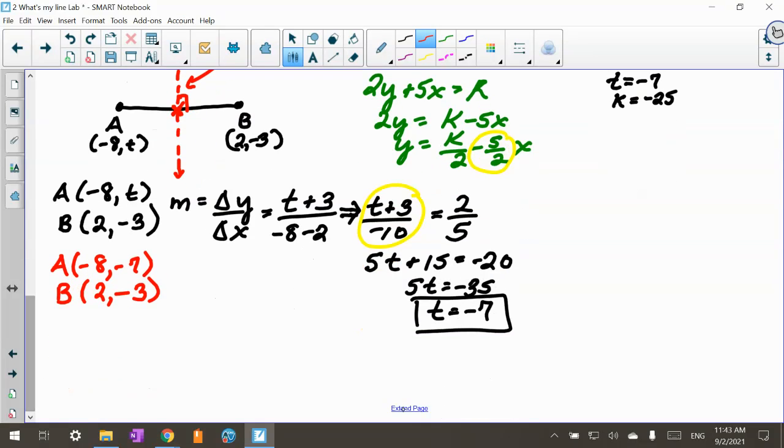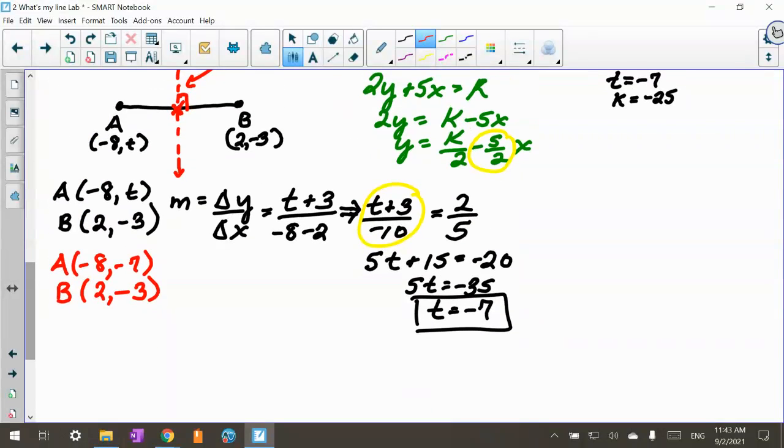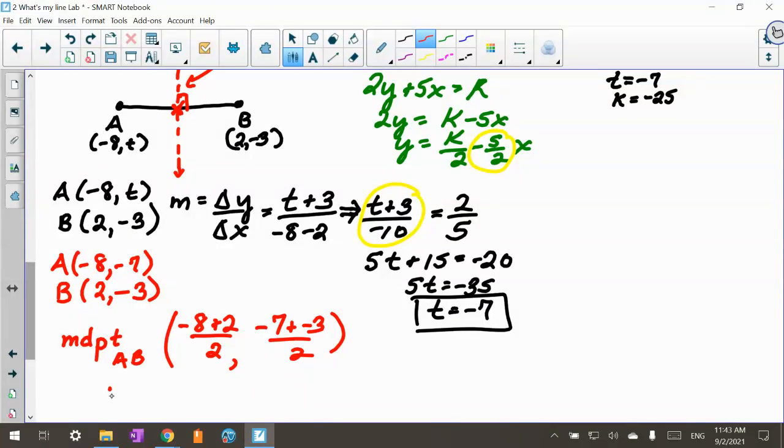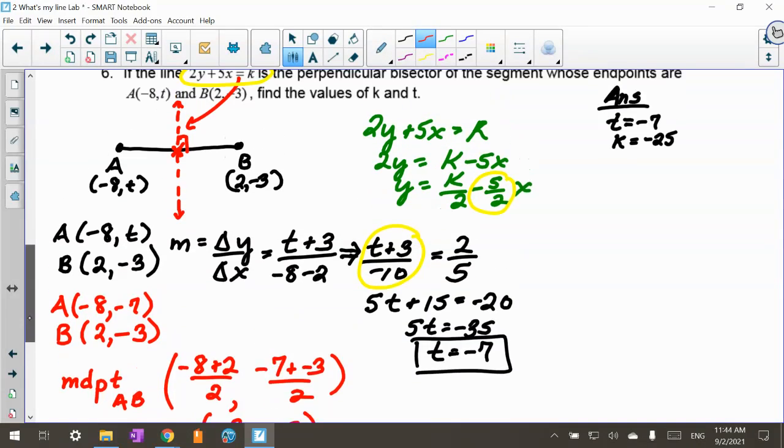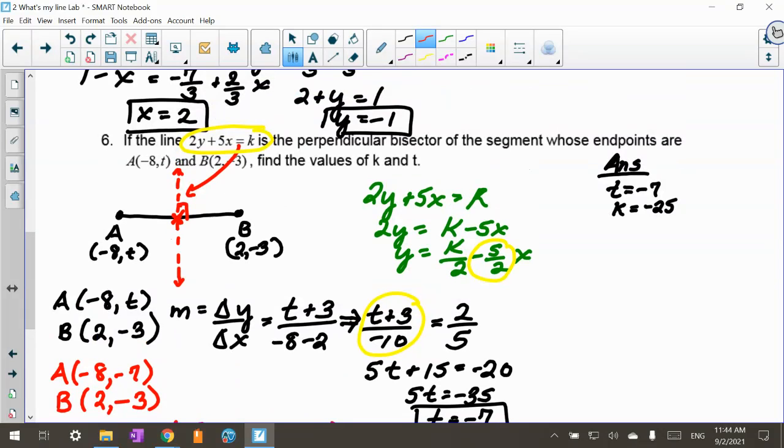So I'm just going to extend the page a little bit so we have some room here. So I'm going to find the midpoint of A and B. So the midpoint of A and B is, add up your x's and divide by 2 because it's halfway. Add up your y's and divide by 2. So I know the midpoint of that segment AB is actually (-3, -5). Now, that point is on that dotted line, isn't it? So I'm just going to plug it in here.